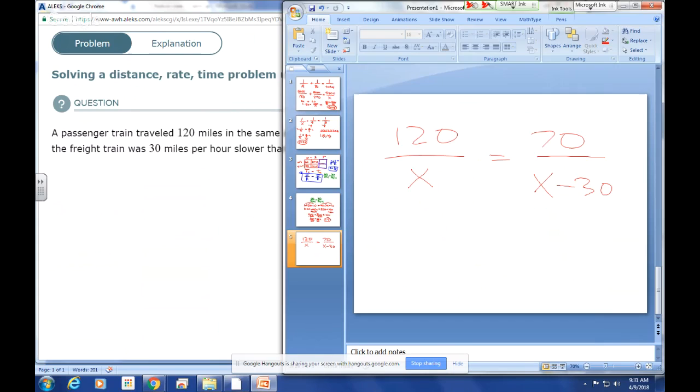So you don't need to make the whole chart and go through all that. It doesn't necessarily make it wrong. There are other ones where we have to do that, but I like just setting it up. Distance over rate equals distance over rate of the other thing and move on from there.